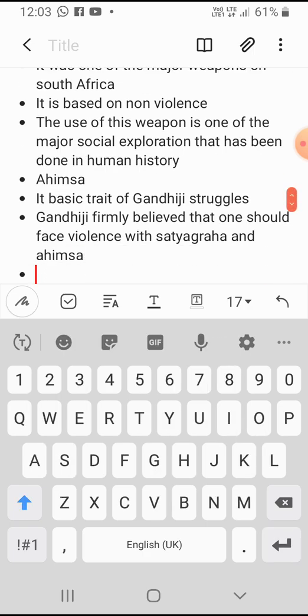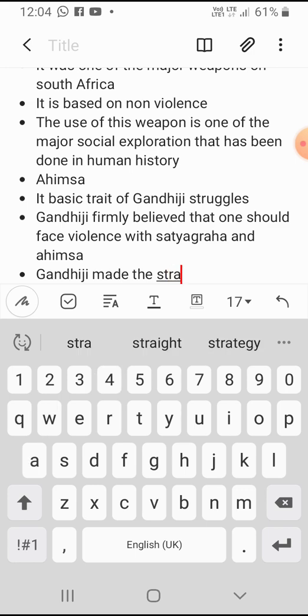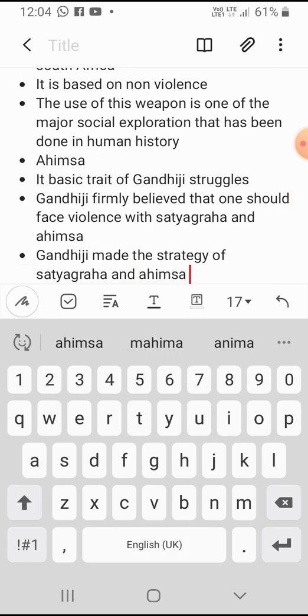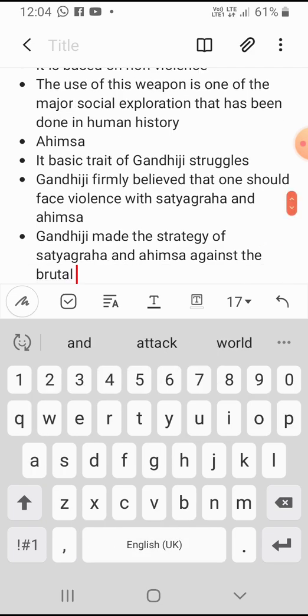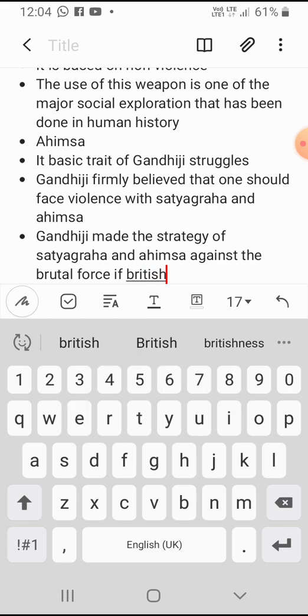Gandhiji believed in ahimsa. He made the strategy of satyagraha and ahimsa against the brutal, very dangerous military force of the British, like the military and police and their law. Gandhiji used these weapons.